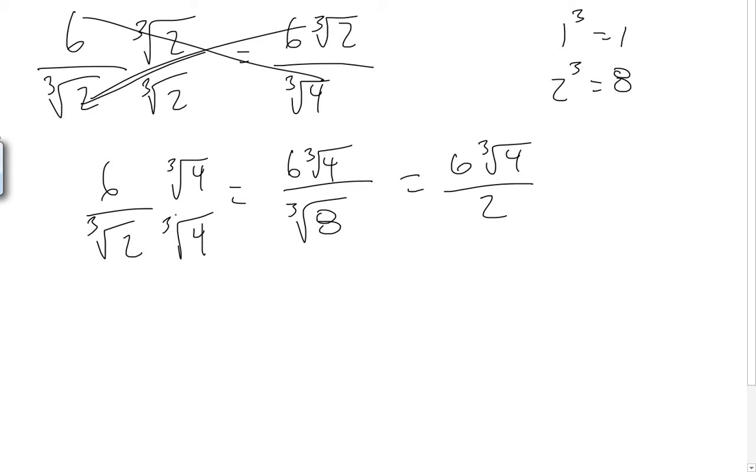So the point is, just like I said before, you want to ask yourself what's the smallest perfect cube that 2 goes into. So then you can say, well, 2 goes into 8. I just have to multiply by a 4 to make it an 8. That gives me 3 cube root 4 after I'm done simplifying.